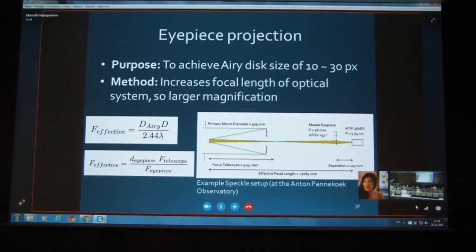I was going to discuss a little bit about the speckle setup that we have here at the Anton Pannekoek Institute that is shown here on the slide now, but in order to stay in time, I think it's best to skip ahead. But if anybody is interested, I'd be happy to explain more about this later.